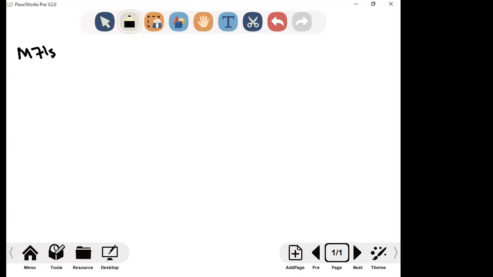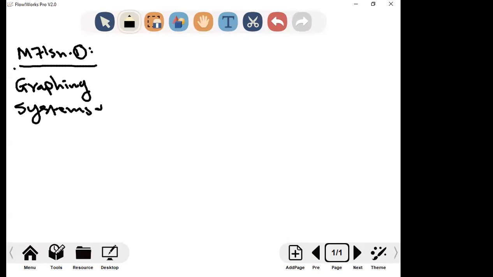Module 7, Lesson 1, Graphing Systems of Equations.